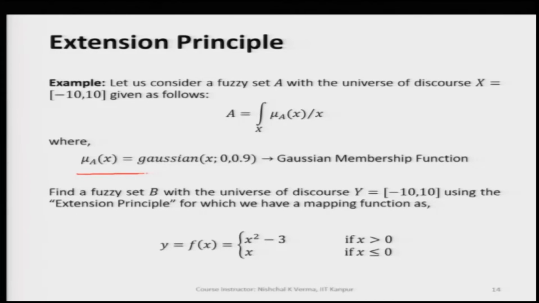Now, let us take another example here, which is the case of a continuous fuzzy set. Here we are taking a continuous fuzzy set instead of a discrete fuzzy set as we have seen in the previous example. So, we take a fuzzy set A, where mu A of x is Gaussian like this. We can write it like this, and let me tell you that this fuzzy set is defined in the universe of discourse capital X.